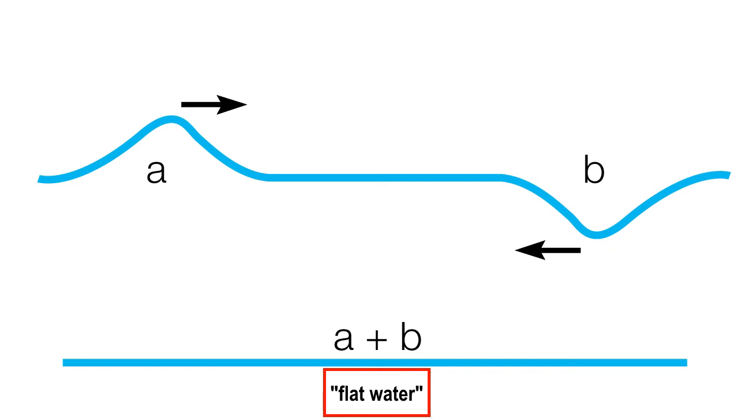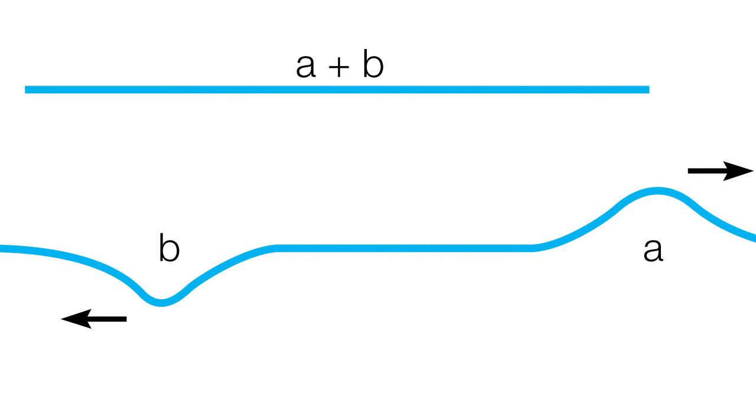Because just a little bit later, they just keep motoring on. Wave B, trough B, is still heading for West Africa, and crest A is still heading for Nova Scotia. That energy hasn't disappeared, but for that moment in time, flat water, all right?